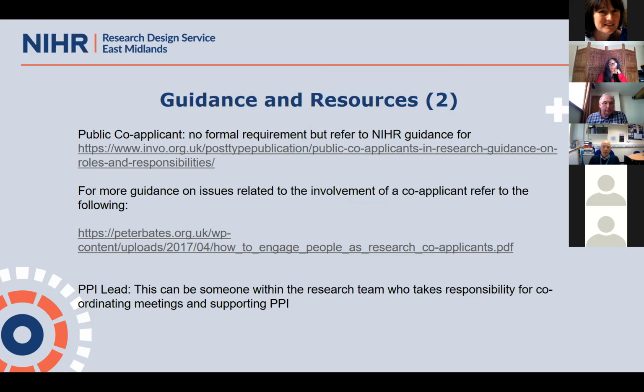Michael will, in his presentation, talk about this in more detail. And there's some more narrative about some of the issues related to the involvement of a public co-applicant in Peter Bates's document as well. So there's often some confusion about the public co-applicant and the PPI lead. They're often used interchangeably. And what I need to just say is that the PPI lead is someone who's quite distinct from the public co-applicant. This is somebody within the research team itself who takes responsibility for coordinating the meetings and supporting PPI.